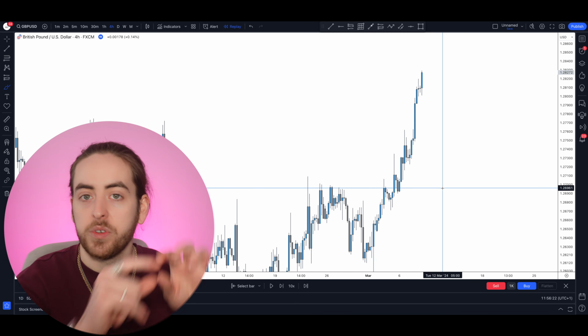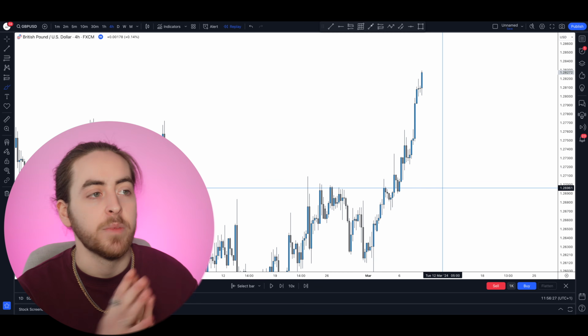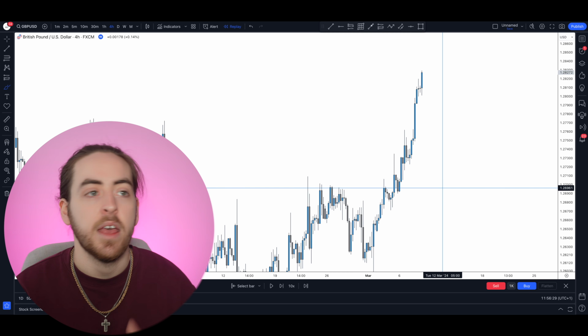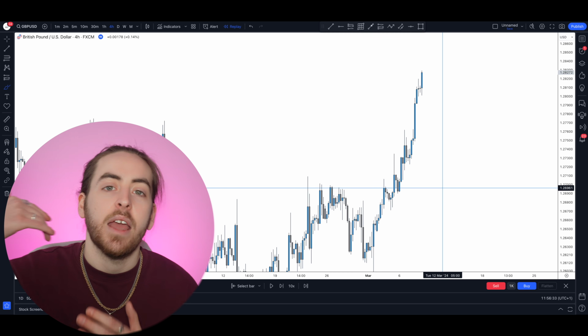You do not want to focus on a 4 hour supply zone and then jump straight to the 5 minute to look for a reversal. You've missed out so much important price action that even if the 5 minute reverses, the 4 hour could still be going very strong against your position. So the next tip for optimizing your top-down analysis is to look to the left.